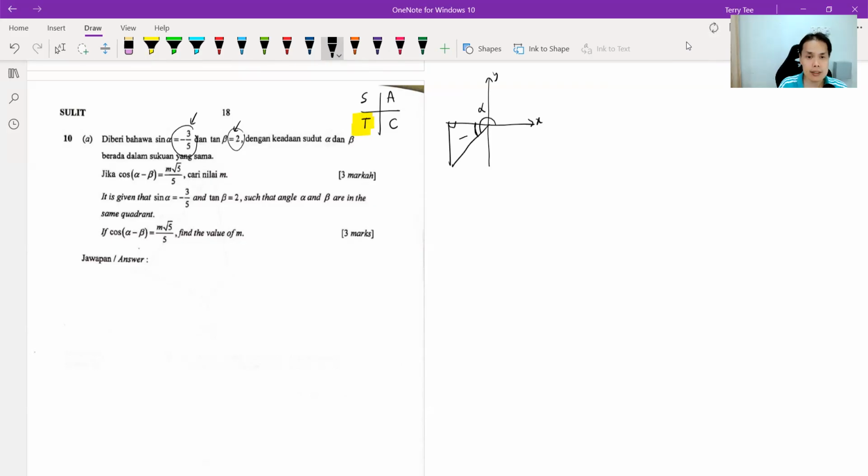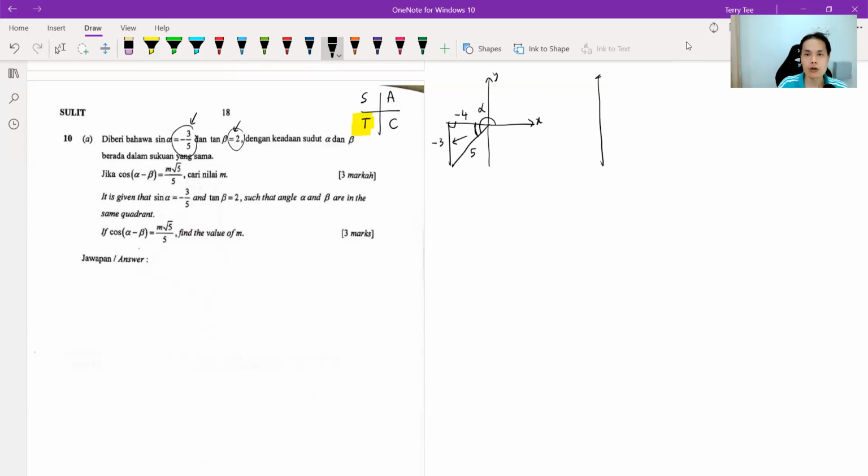Since it's in quadrant 3, sine is opposite, which is 3. Put a negative here because this is below the x-axis, so your length is negative, and your hypotenuse is 5. Your adjacent is 4. Put a negative. We know it's 4 because we use what? 3, 4, 5. Yeah, Pythagoras.